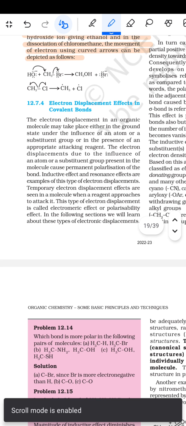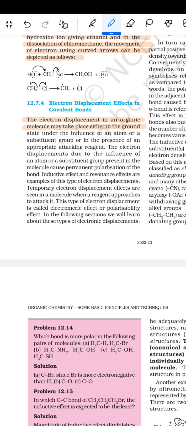Now, the electron displacement effects in the covalent bond. The electron displacement in an organic molecule may take place either in the ground state under the influence of an atom or a substituent group, or in the presence of an appropriate attacking reagent. The electron displacement due to the influence of the atom or substituent group present in the molecule causes permanent polarization of the bond. Inductive effect and resonance effect are examples of this type of electron displacement.